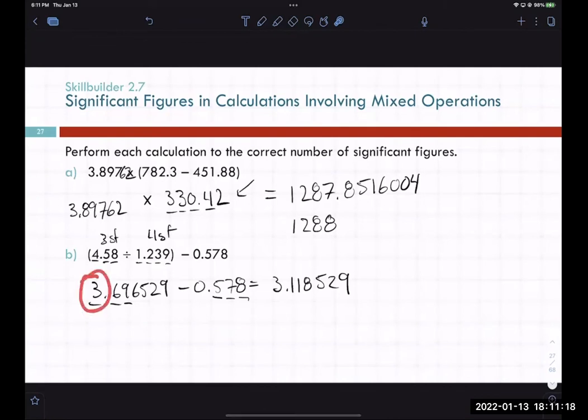This is not a decimal place. It's before the decimal place because we're subtracting, right? 3 sig figs, 2 of those are decimal places. So our final answer will be 3.12.